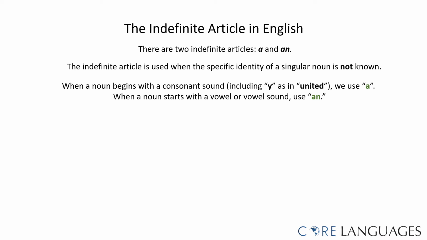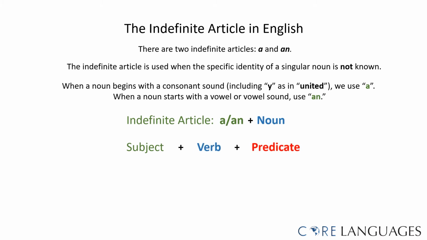The indefinite article usually comes immediately before the noun. We would have a or an and the noun. The noun is often the subject in the sentence, and the same rules apply. We would have the subject, the verb, and the predicate or the rest of the sentence.